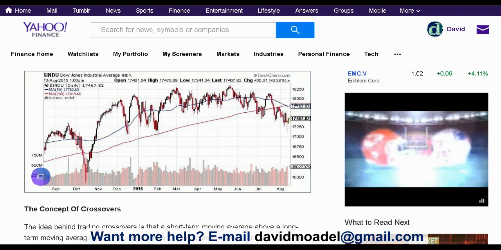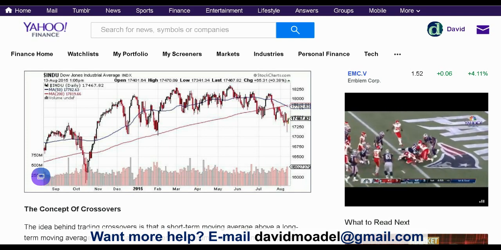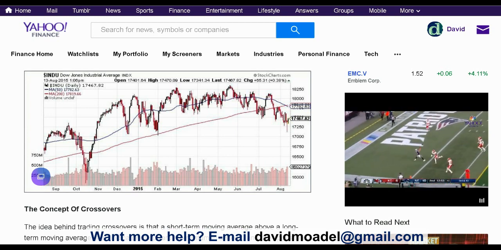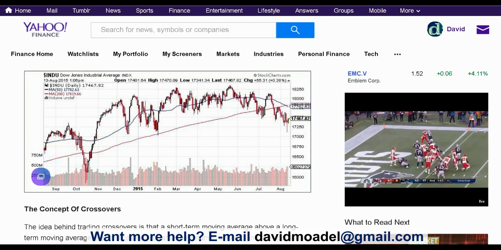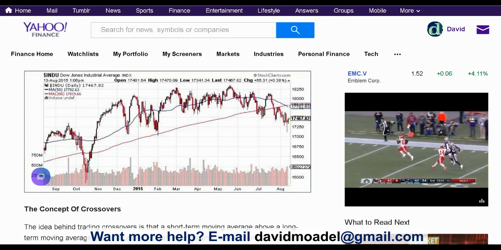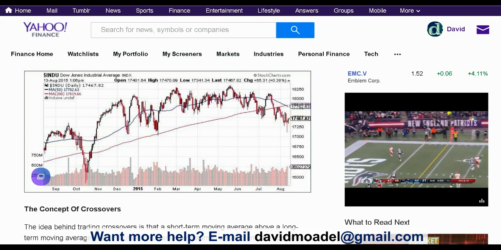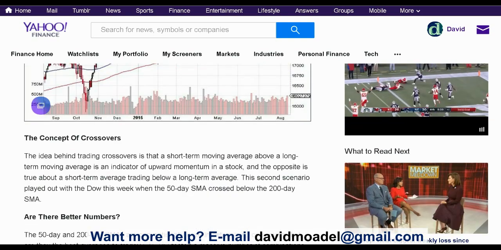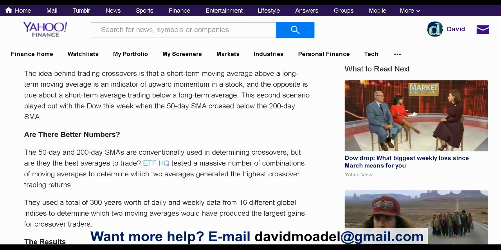There was a study that they did according to this article, and supposedly, according to the study in this article, the good old-fashioned 50 moving average and 200 period moving average is not the best combination. It might be one of the most popular combinations, but supposedly, according to this study, it's not the best one. This is from Yahoo Finance and Benzinga. Wanted to give them credit. Here's the 50 and 200, and not the best, supposedly, according to this study.